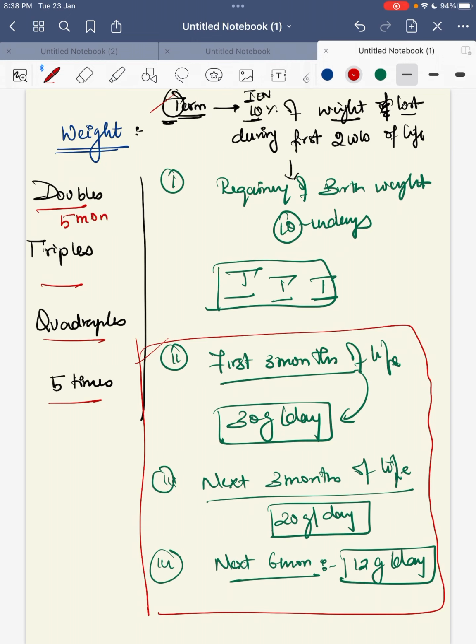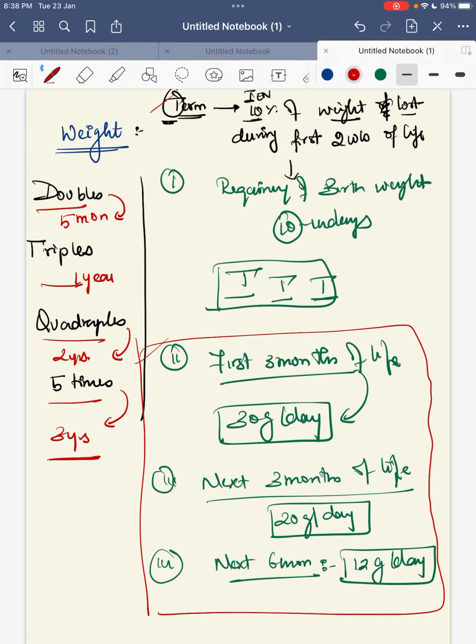So when does the weight double? It is by 5 months. Doubling is by 5 months. Triples by 1 year of age. Quadruples by 2 years of age. And it becomes 5 times by 3 years of age. You have to remember these. These can be asked as one-liners for you.